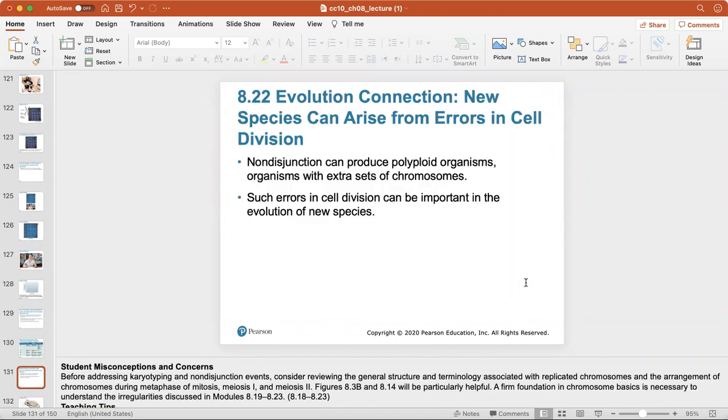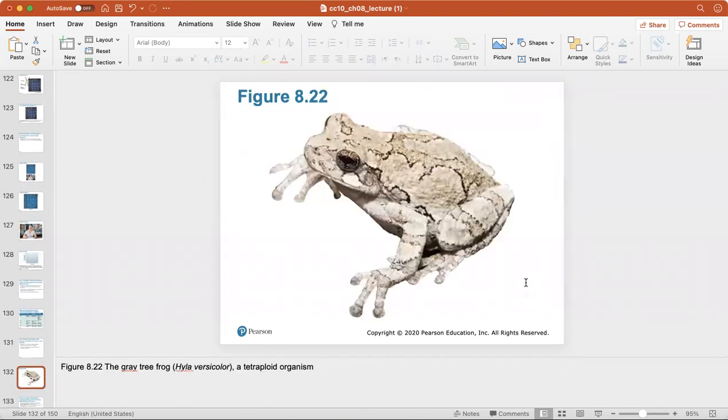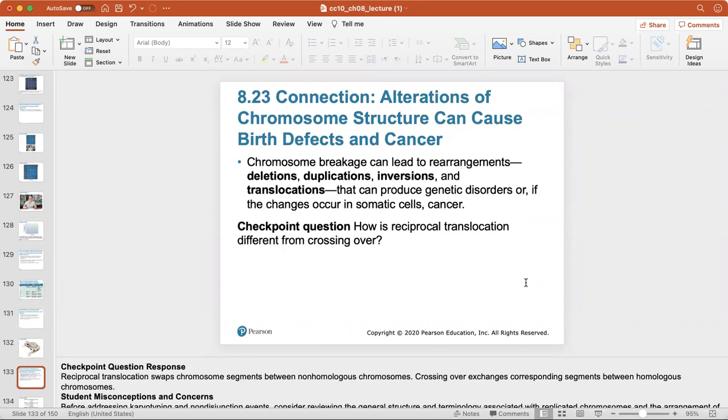Non-disjunction can also produce polyploid organisms, which are organisms with an extra set of chromosomes. And such errors in cell division can be important in the evolution of new species. Here's a gray tree frog, a tetraploid organism.